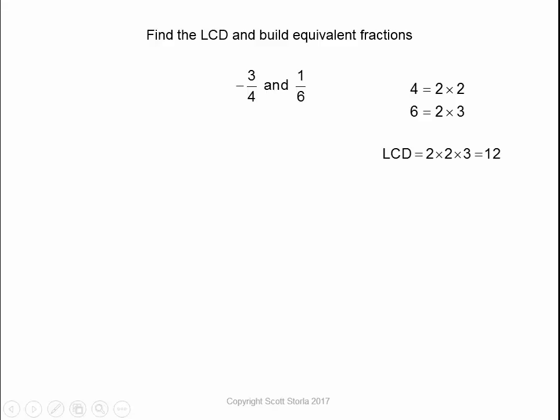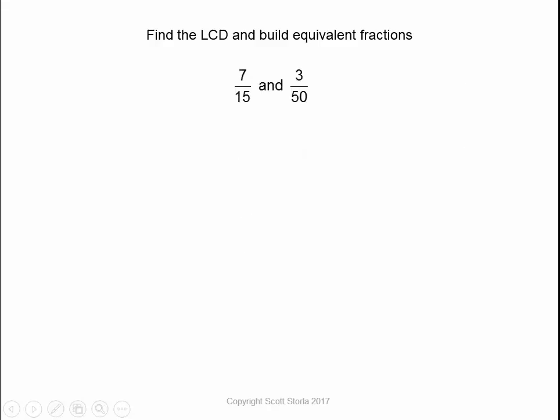Next, I'll return to my first fraction, -3/4, and figure out the form of 1 I need to multiply by to build my LCD. Since I'm starting with 4, the form of 1 I'll need is 3/3. And for the second fraction, the form of 1 that I'll need is 2/2. My first fraction then becomes -9/12, and my second fraction becomes 2/12.